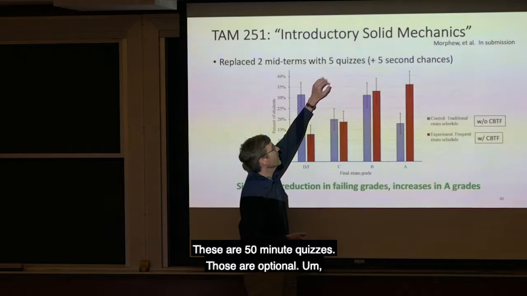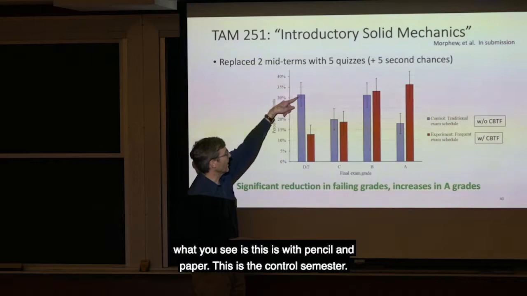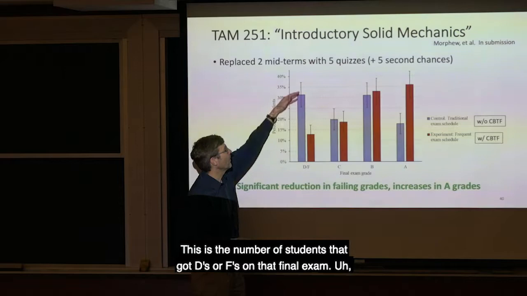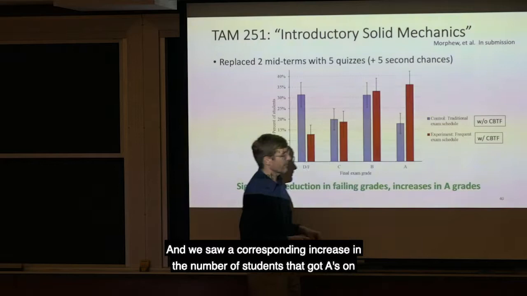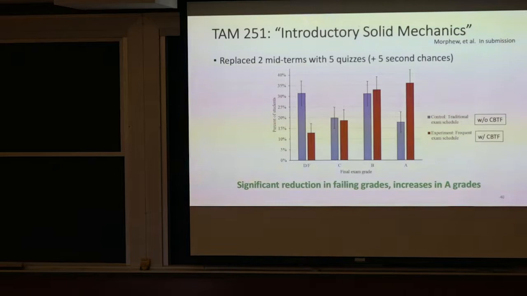What you see is, this is with pencil and paper. This is the control semester. This is the number of students that got D's or F's on that final exam, more than halved. And we saw a corresponding increase in the number of students that got A's on the final exam. Yay, that's what we like to see. In 421, they did something different.